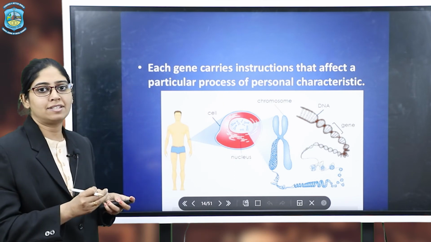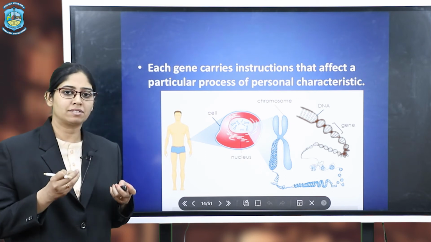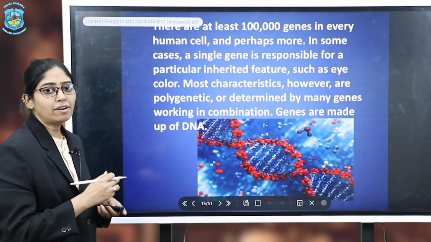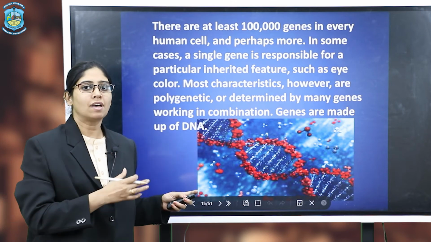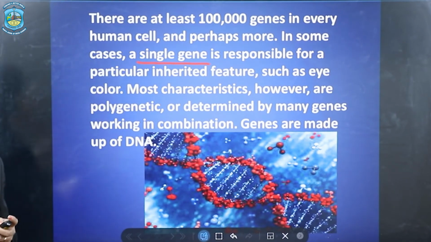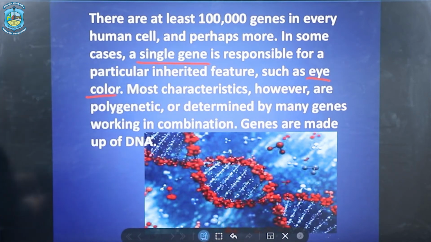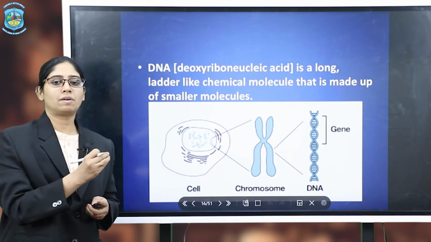So each gene carries instructions that affect a particular process of personal characteristics, that is, what will be the height, what will be the skin color, what will be the eye color, the color of the hair, the texture of the hair, and so on. There are at least 100,000 genes in every human cell, and perhaps more. In some cases, a single gene is responsible for a particular inherited feature such as eye color. Most characteristics, however, are polygenetic, or determined by many genes working in combination. So genes are made up of DNA. Now let us understand more in detail about this DNA.